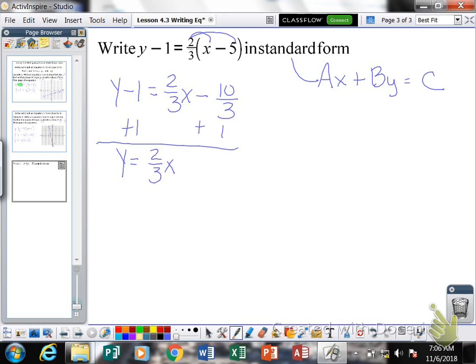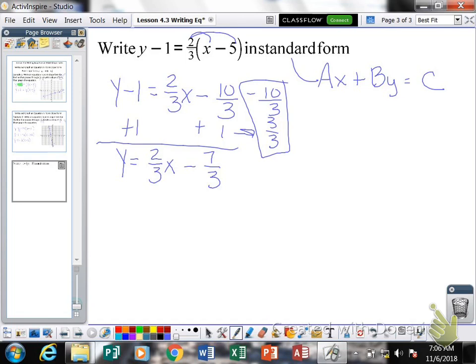And now 1 is the same as 3/3. So if I have negative 10/3 and I have 3/3, then I have negative 7/3, because I want to combine those two together. So I basically added fractions, subtracted fractions, however you want to look at it, but I had to find a common denominator so that I could add 1 to it. Remember, we don't want to leave it as a mixed number; it needs to stay as an improper fraction.